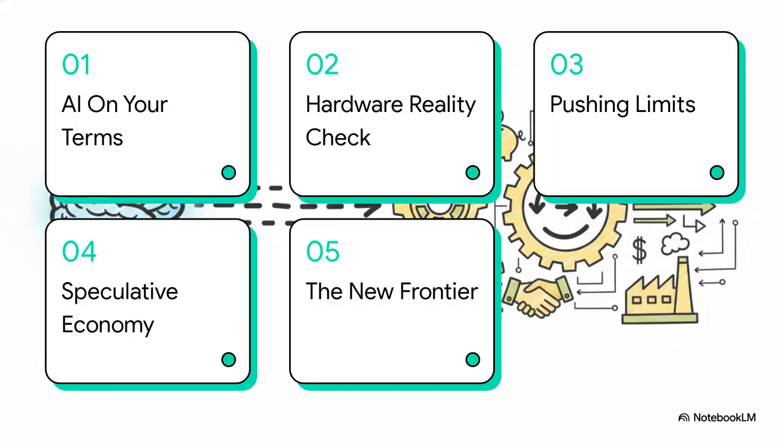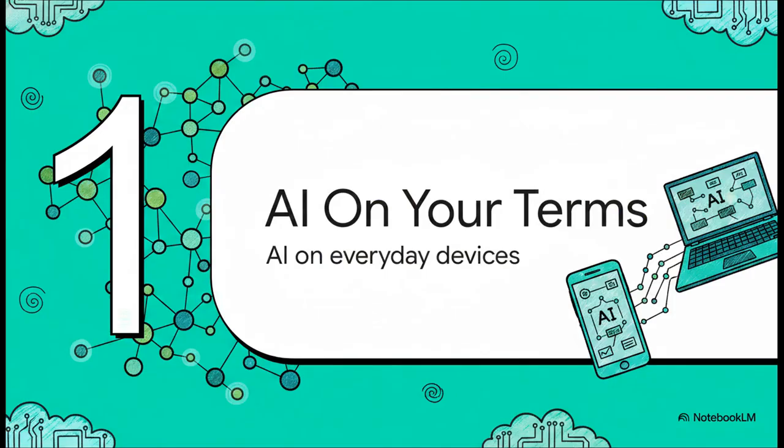Here's our roadmap for today's explainer. We'll start with AI on your terms, then hit the hardware reality check, explore pushing consumer limits, zoom out to the speculative AI economy, and finish up with the new frontier. Let's get into it. Section 1. AI on your terms, bringing artificial intelligence to your everyday devices.